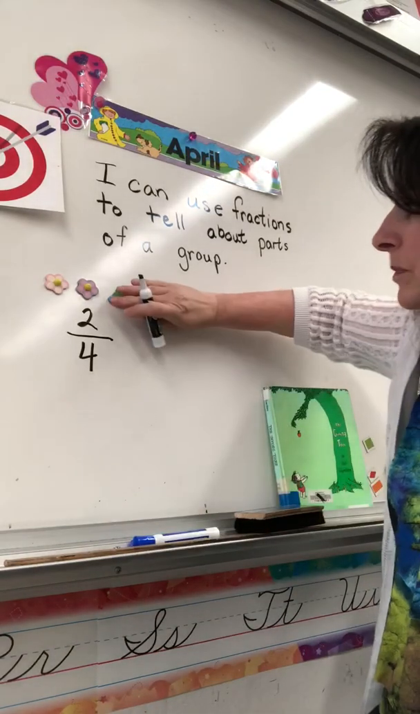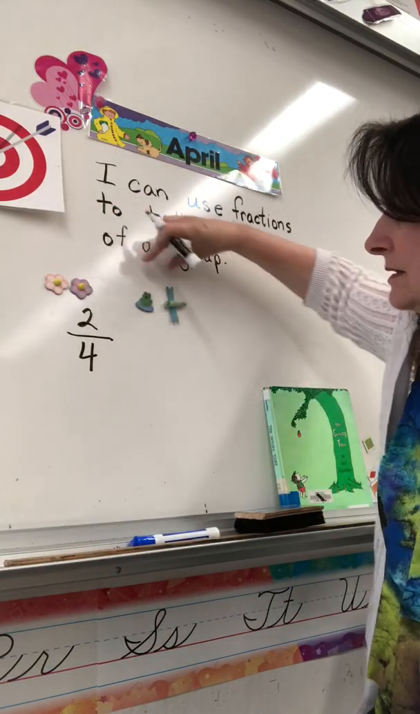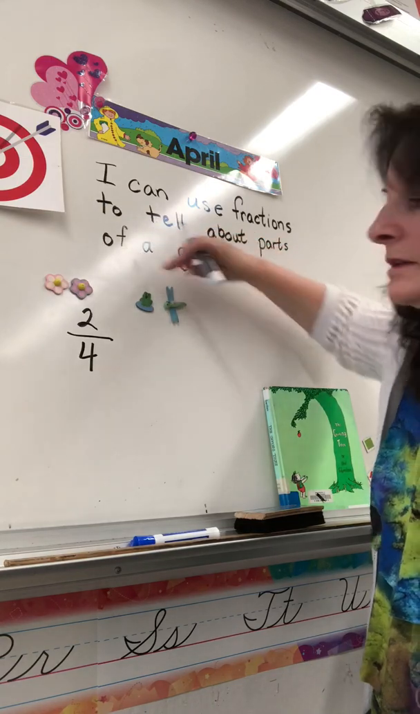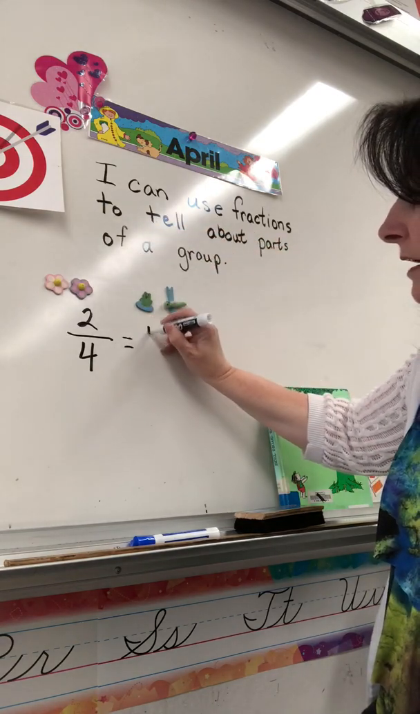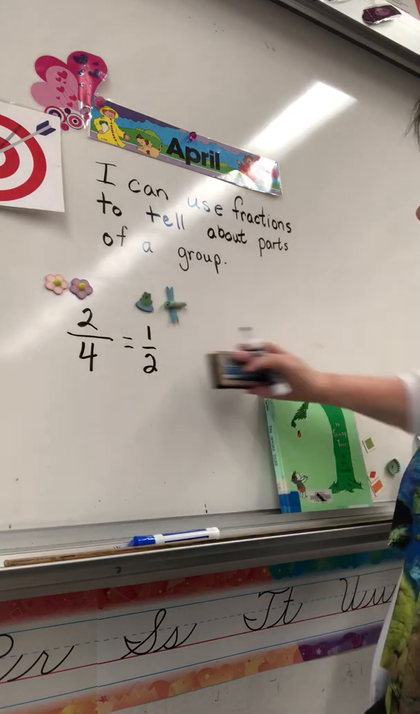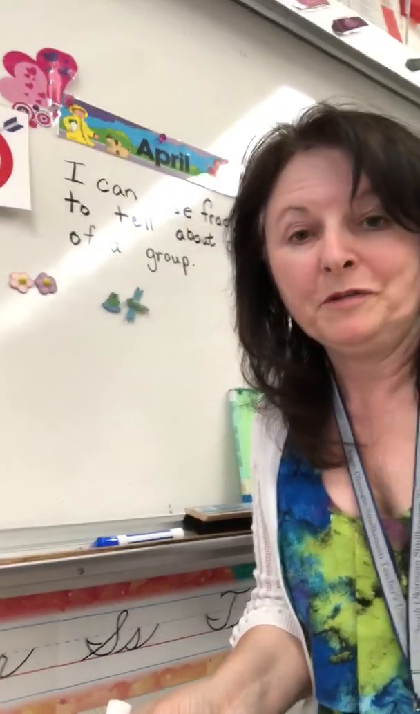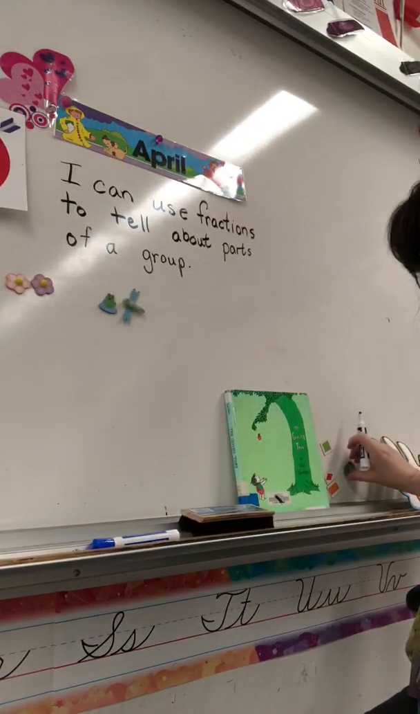If I were to pull these apart like this, you can see that this side is exactly the same as this one. So I actually can change this and say 1/2. So half of the objects are flowers. Let's take a look and see what else we can do if I add in a few more things.